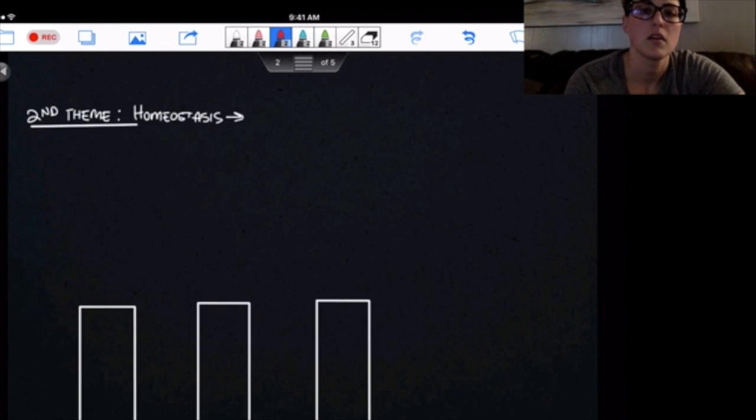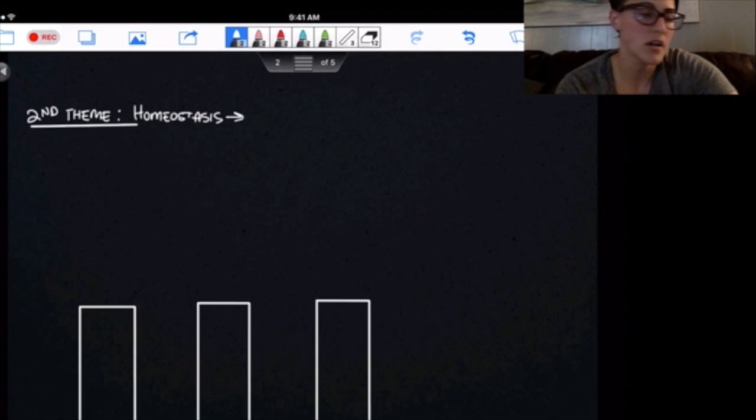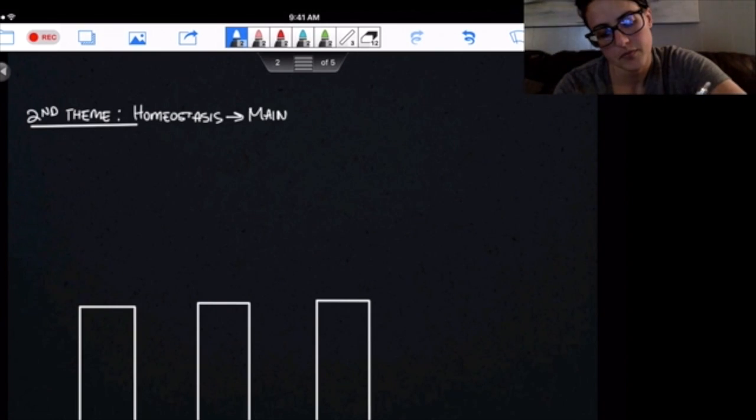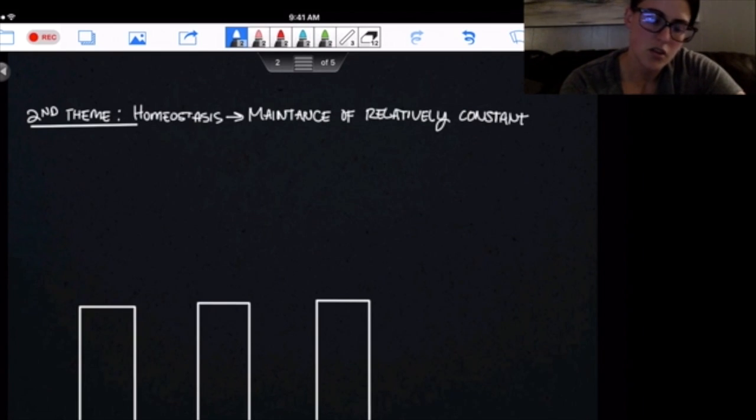So what's our second theme? Our second theme is homeostasis. And we'll see this theme throughout the semester. So please really try to learn what homeostasis is. Okay. We'll start out with a definition because this is really important. Homeostasis is the maintenance of relatively constant internal environment.